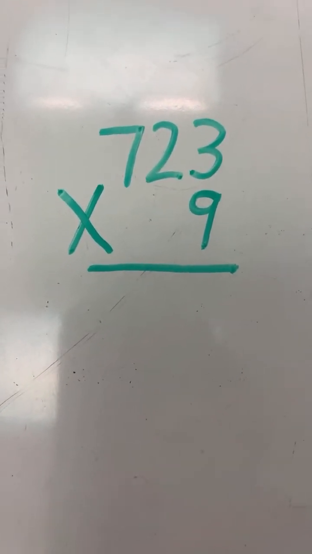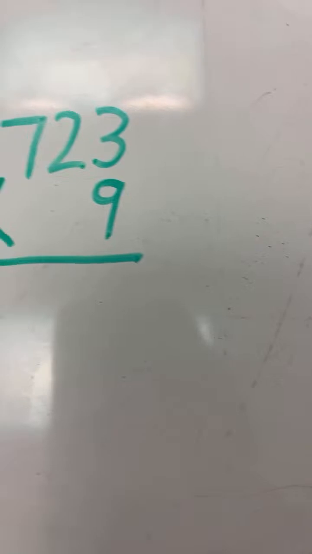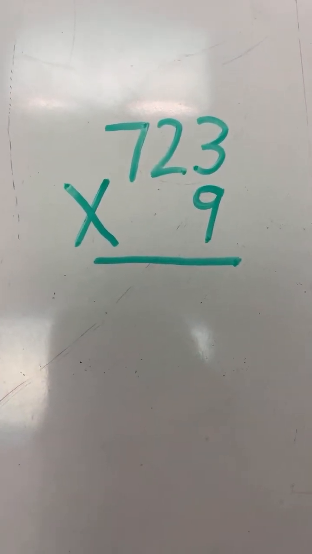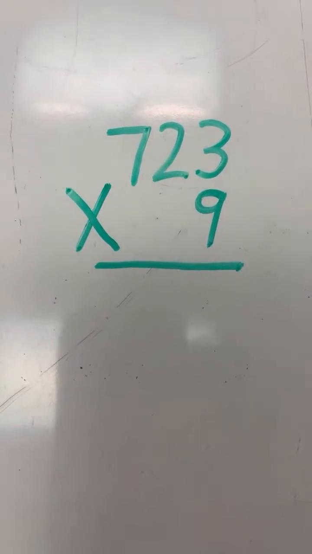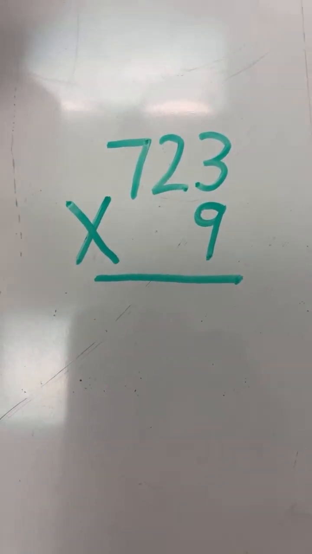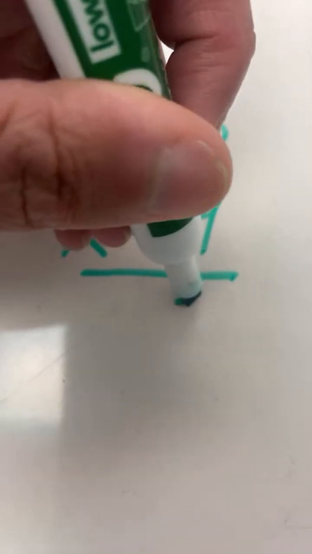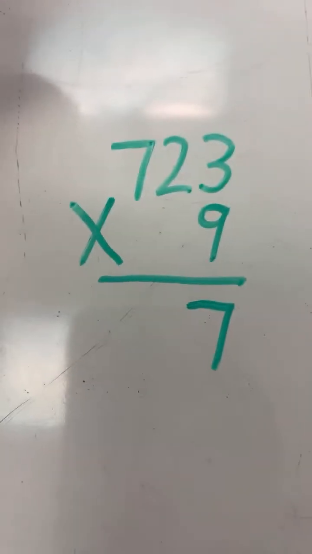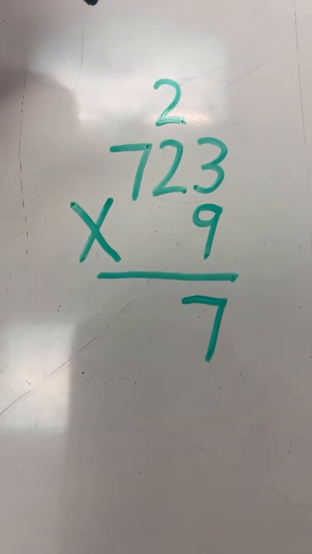All right, going through the problem. So we are going to start out by multiplying the digits in the ones place. We're going to multiply 3 times 9. And if our product is 10 or more, we will need to regroup. 3 times 9 equals 27. Because our product is more than 10, we will need to regroup. So the 7 in 27 goes in the ones place. The 2 in 27 gets carried over to the tens place.